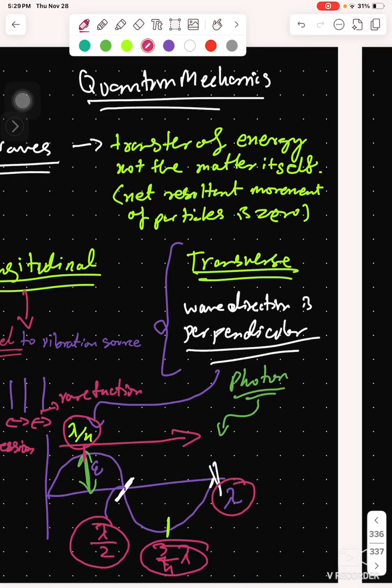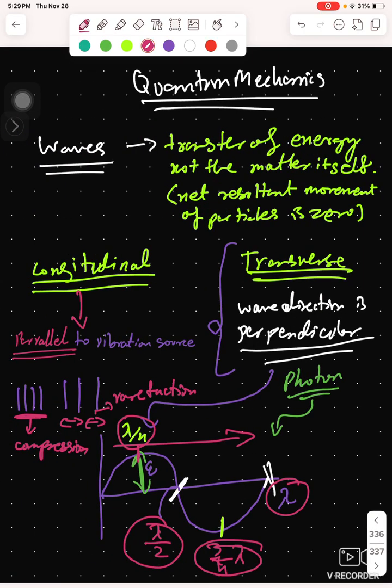Okay, now this was just a little overview of the types of waves, longitudinal and transverse. Now let's get to the main thing of our video, which is waves in quantum mechanics.